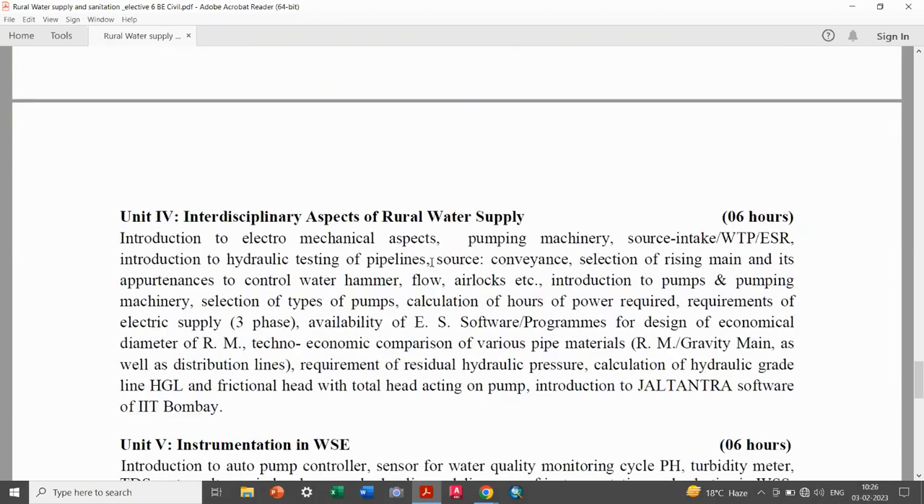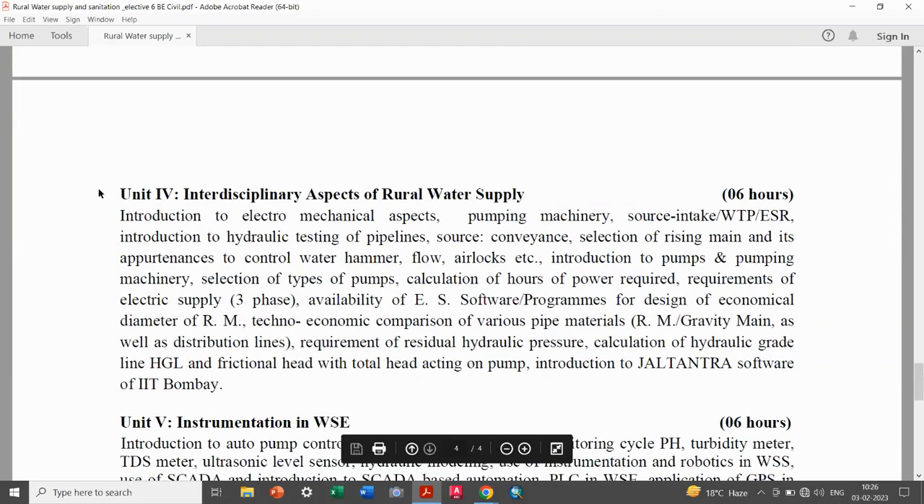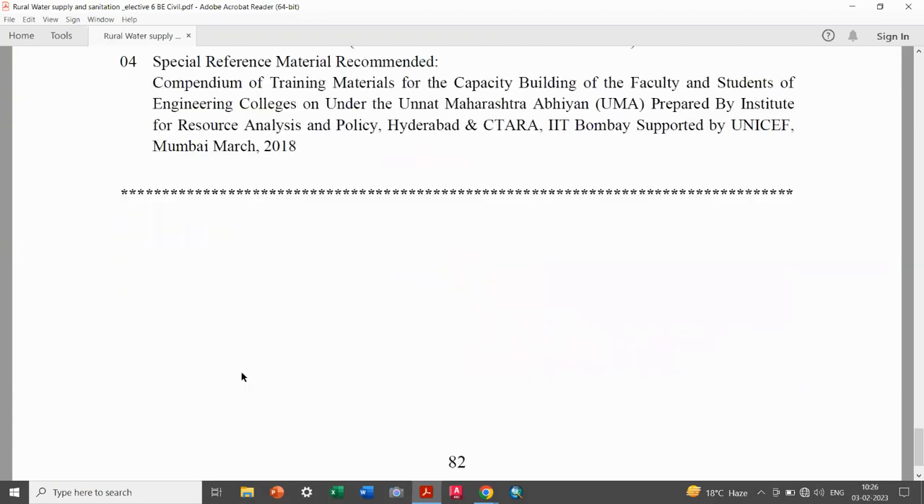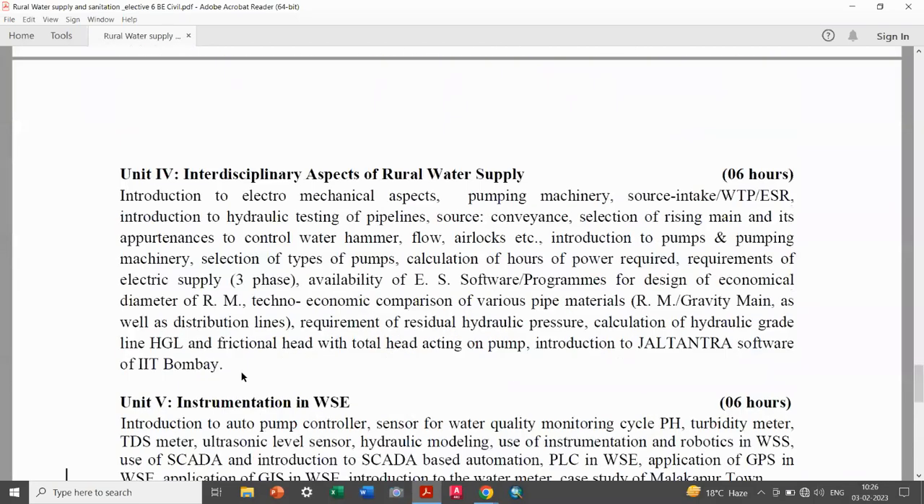So, the interdisciplinary aspect of rural water supply. Let us go through the content of unit number 4 for a minute. Introduction to electromechanical aspect, pumping machinery, source intake, WTP, ESR, introduction to hydraulic testing of pipelines.